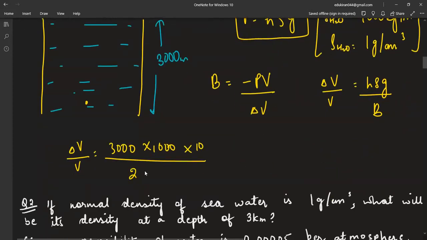So this is 2.2 into 10 to the power 9. I again do not remember this answer. Just check whatever answer you people are getting. 1.5 something should be the answer for this, because it is 3 and 2.2 something. These 10 will be cancelled. 6, 7.